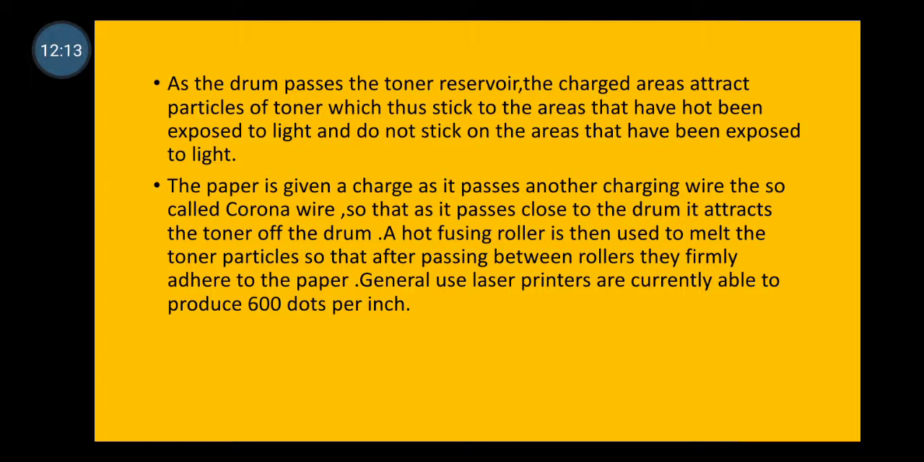The paper is given a charge as it passes another charging wire, the so-called corona wire, so that as it passes close to the drum, it attracts the toner off the drum. A hot fusing roller is then used to melt the toner particles so that after passing between rollers they firmly adhere to the paper. Generally, used laser printers are currently able to produce 600 dots per inch.